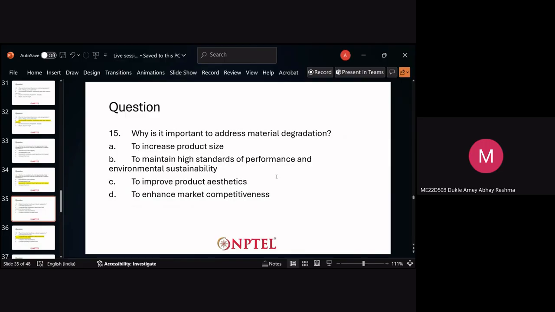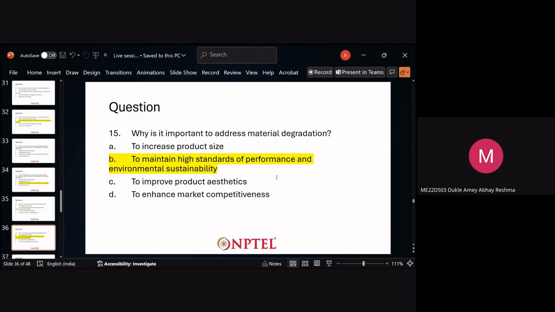15th, why is it important to address material degradation? To increase the product size, to maintain high standards of performance and environmental sustainability, to improve product aesthetics, or to enhance market competitiveness. So the most important thing is to maintain high standards of performance and environmental sustainability.